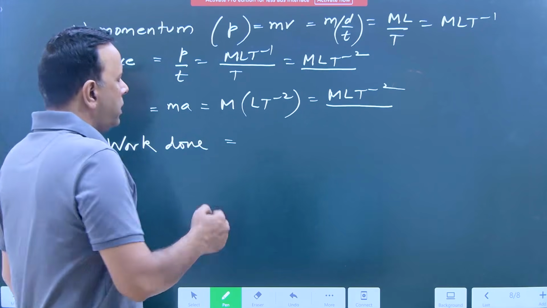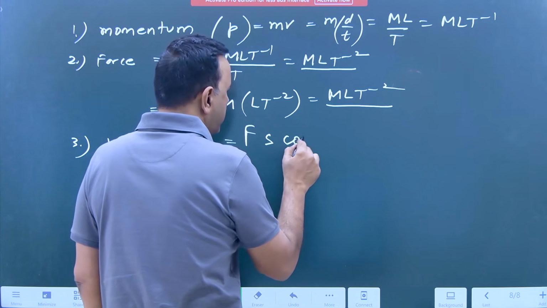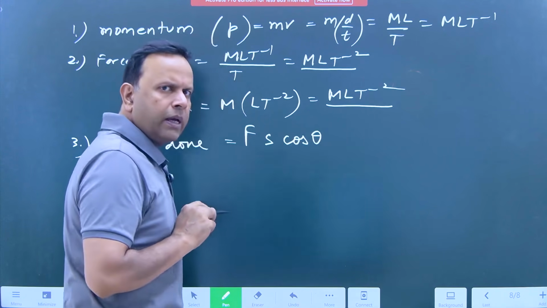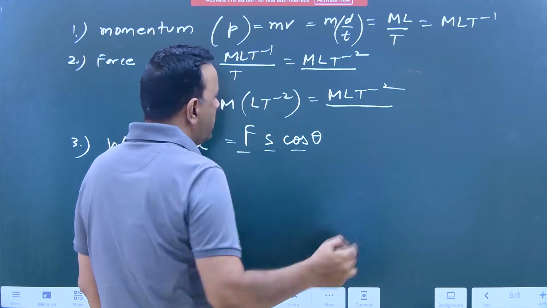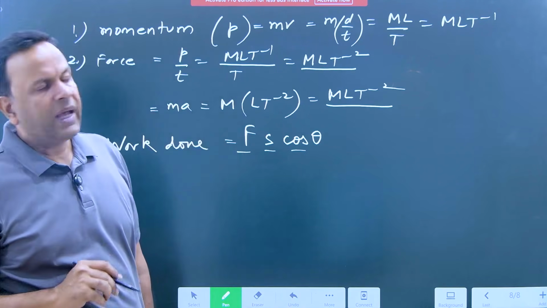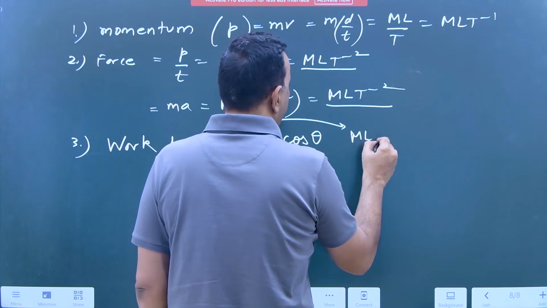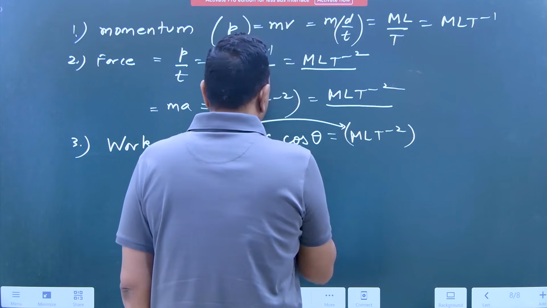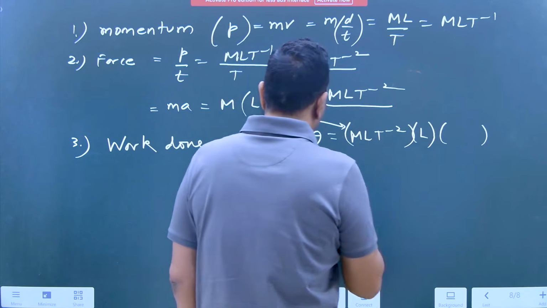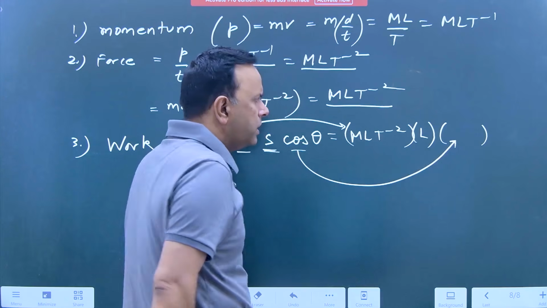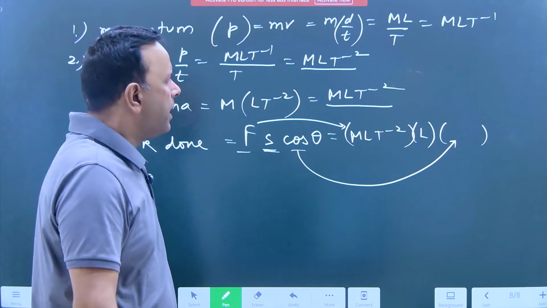Work done is defined by the formula force into displacement into cos theta. Theta is the angle between force and the displacement. For all these three, we have already calculated the dimensional formula. For the force, we just wrote MLT minus 2. For displacement, you can simply write L, and this cos theta trigonometric ratio is dimensionless, so I am not writing anything there, just to show that this is dimensionless.